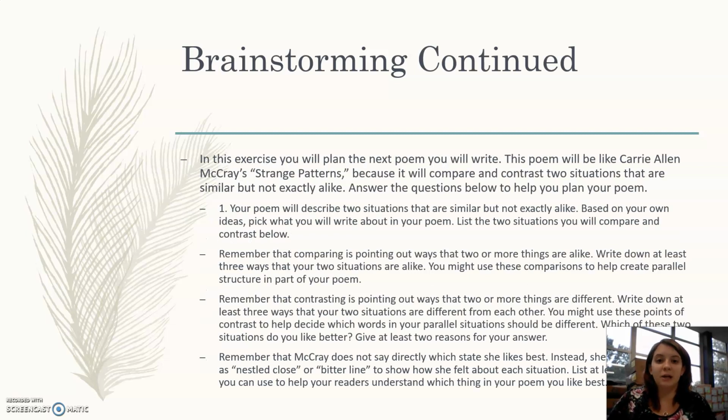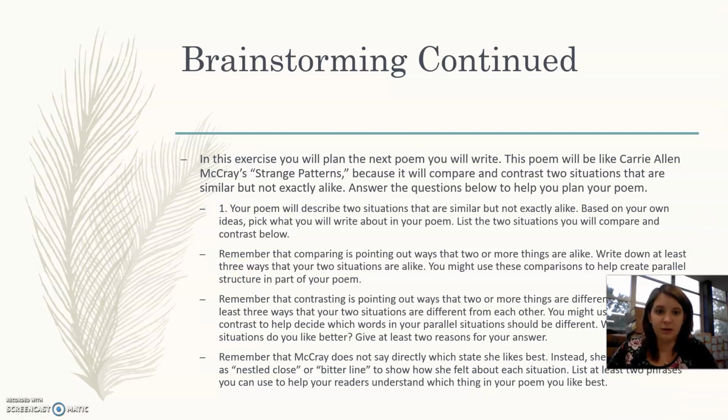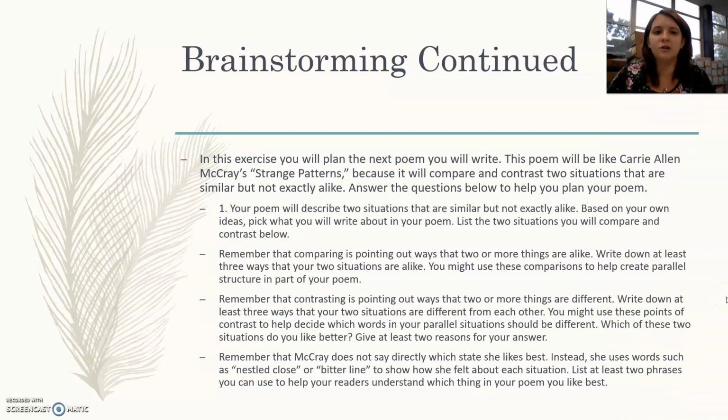So in this exercise, you're going to plan the next poem you're going to write. This poem will be just like Carrie Allen McCray's, because it's going to compare and contrast two situations that are similar but not exactly alike. So you're going to answer your questions below to start thinking and planning out your poem. For one, your poem is going to describe two situations that are similar but not exactly alike. You can pick what you want to write. List the two situations you're going to compare and contrast. Then remember that comparing is how they're alike. So you're going to write down at least three ways that they are alike. What are they similar with? These comparisons are going to help you with the parallel structure of the poem.